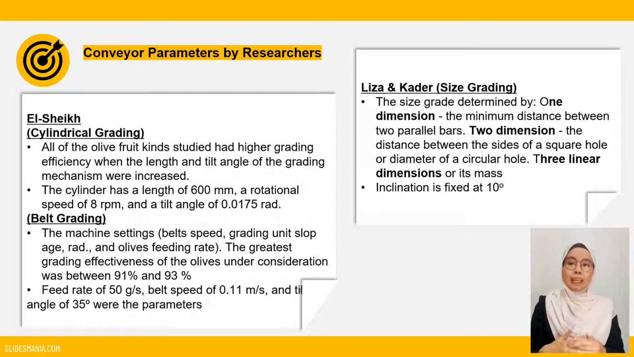By Liza and Kadir, for size grading, the size grade is determined by one dimension, the minimum distance between 2 parallel bars. For 2 dimensions, the distance between the side of the square hole and the diameter of a circular hole. For the 3 linear dimensions or its mass, inclination is fixed at 10 degrees.